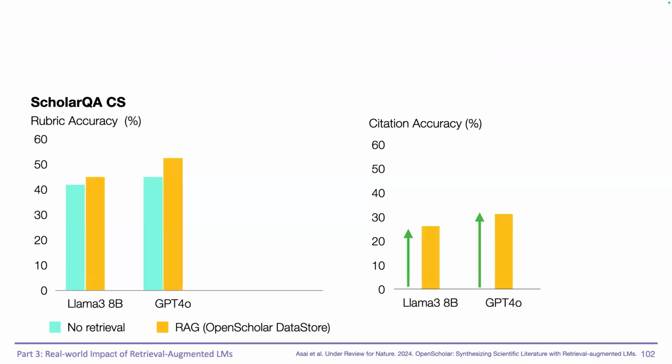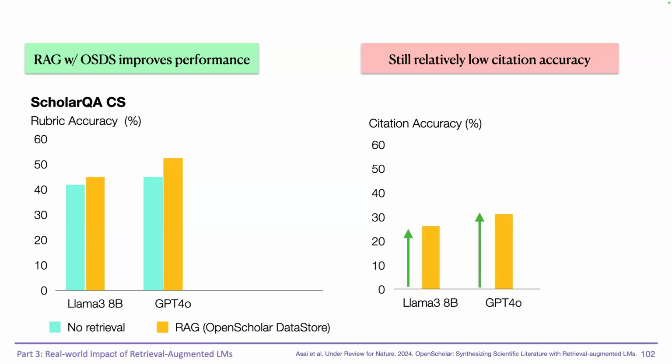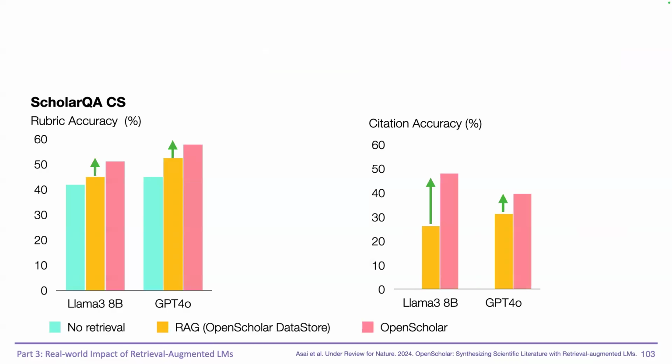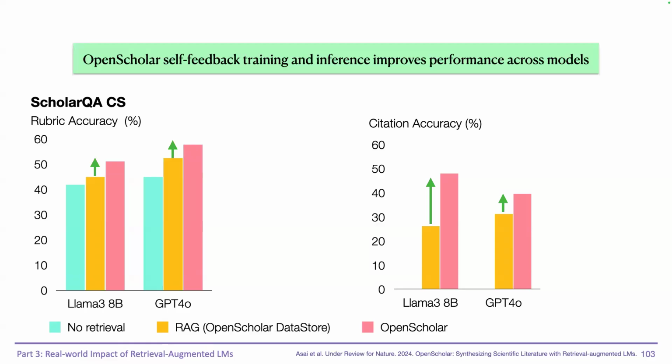A standard RAG baseline with our new OpenScholar data store demonstrates improvement in both accuracy and citation F1, highlighting the effectiveness of the retrieval-based approach. However, we found that, especially on top of the open Llama 3 8B model, the citation accuracy is still relatively low. Lastly, the new OpenScholar training and inference pipeline, indicated as the pink bar, gives consistent improvement on top of such a standard RAG approach, especially improving the citation accuracy on top of open models.